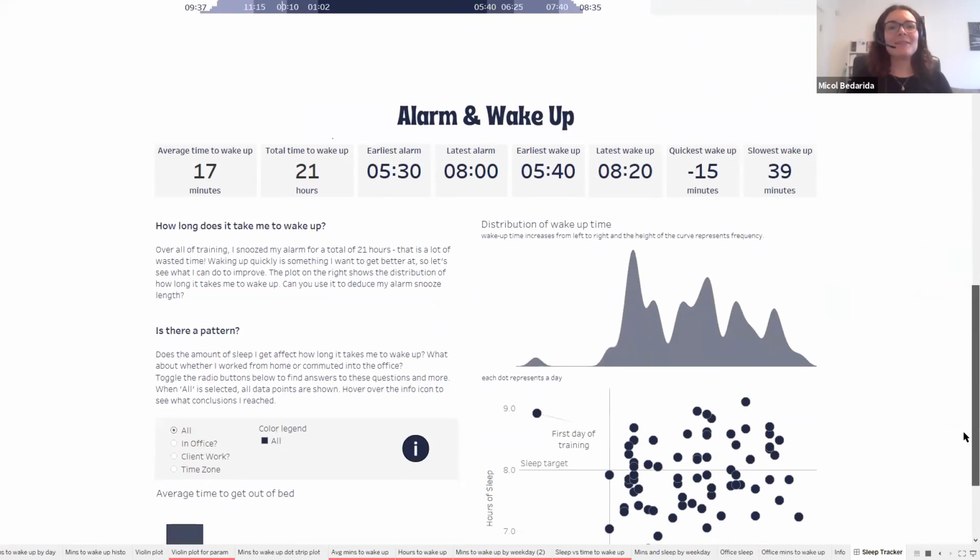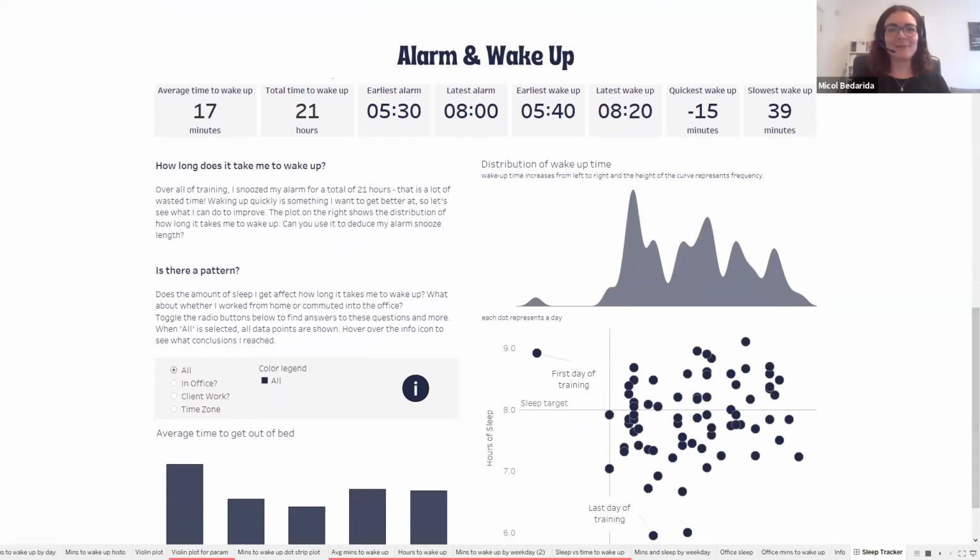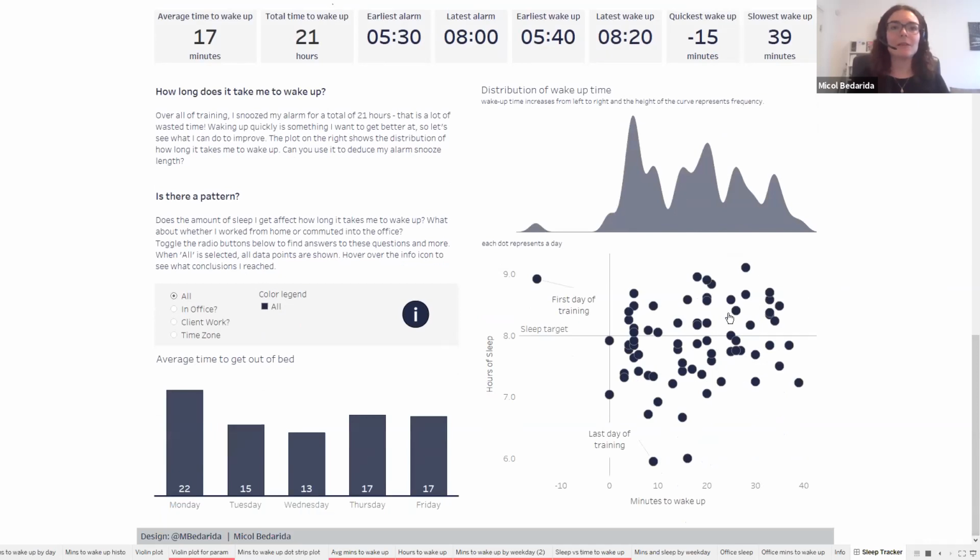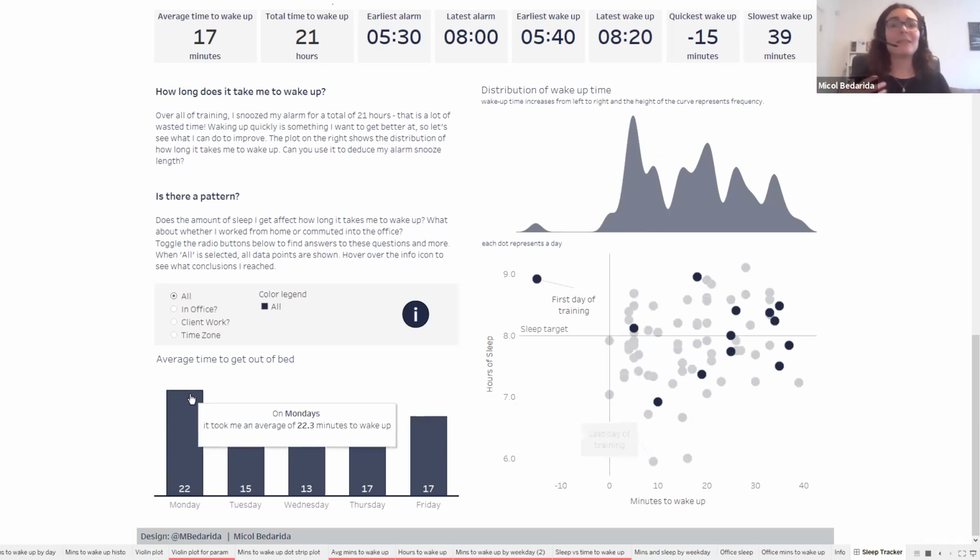Then the second section of my viz explores my alarm and wake up times with some more KPIs at the top, and then two main sections of graphs. On the left is just a simple bar chart showing how long it took me between the time the alarm rang each day and actually getting out of bed. And surprisingly, at least to me, on Mondays, it took me the longest to get out of bed.